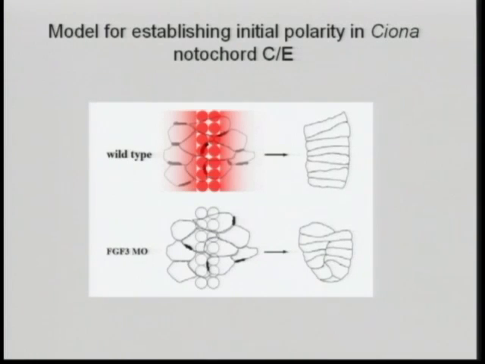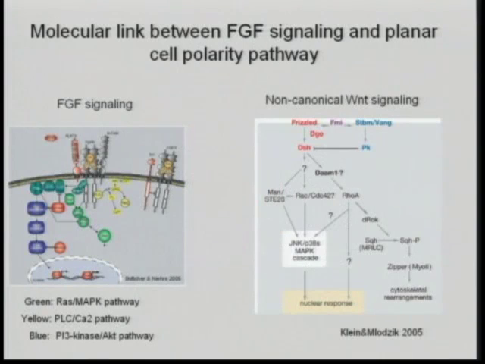So far, it's good. It basically tells us where the initial polarity comes from. But the immediate follow-up question is, how does this positional information get translated into asymmetric cell behavior? To answer that question, we need to look at the pathways more carefully. So far, I've told you how the FGF signaling pathway controls the process. There are several downstream pathways, including the MAP kinase pathway, which we already excluded in this process, but there are a couple of other pathways, the PLC pathway and the PI3K-AKT pathway.